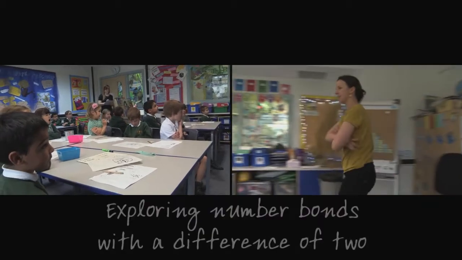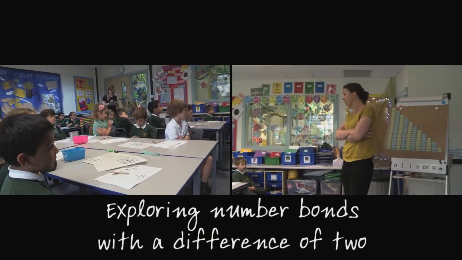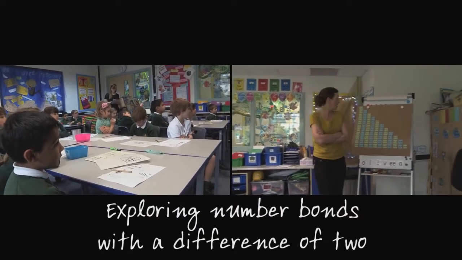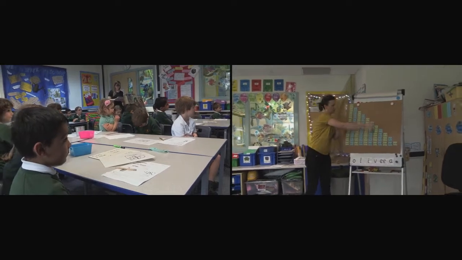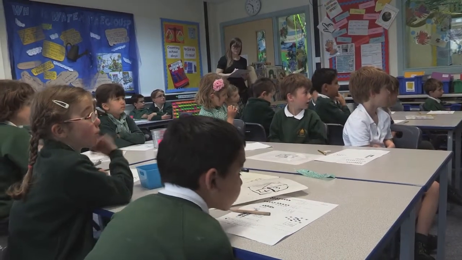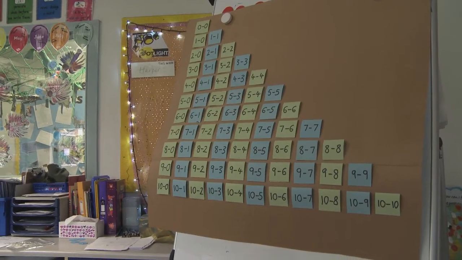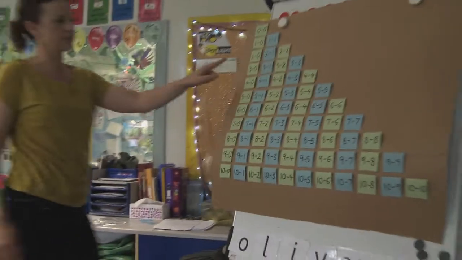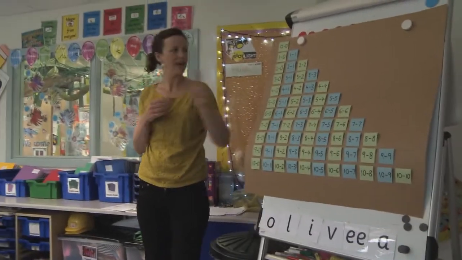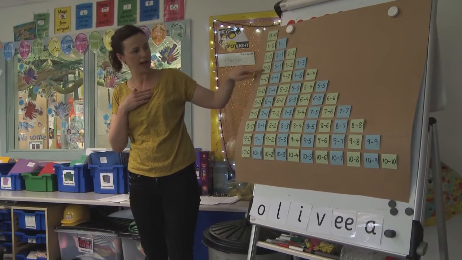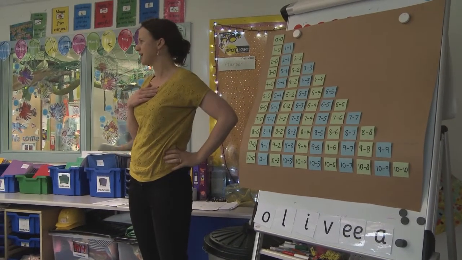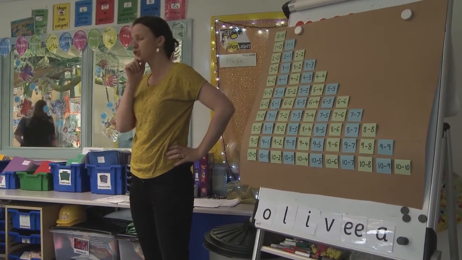Have worked really hard thinking about difference. And for the last part of the lesson, we are going to be looking at these subtraction facts. And we're going to be looking at pairs of numbers that have got a difference of 2. So these are our subtraction facts. And what I would like you to do is look for pairs of numbers that you think have got a difference of 2.